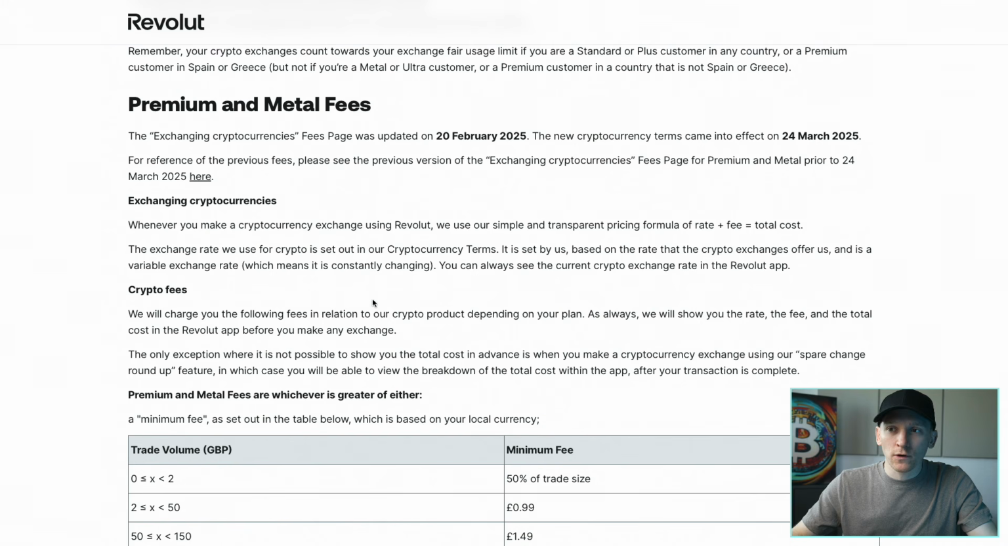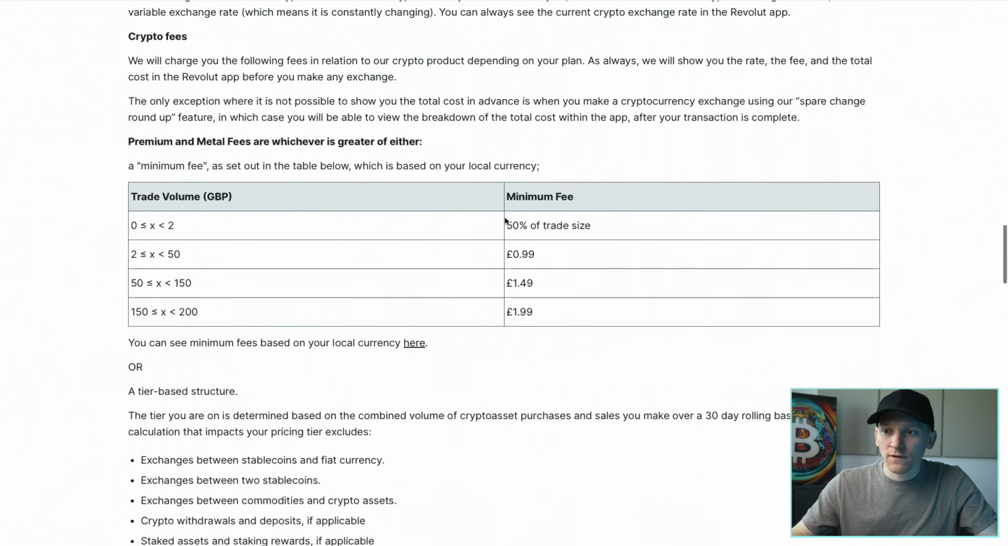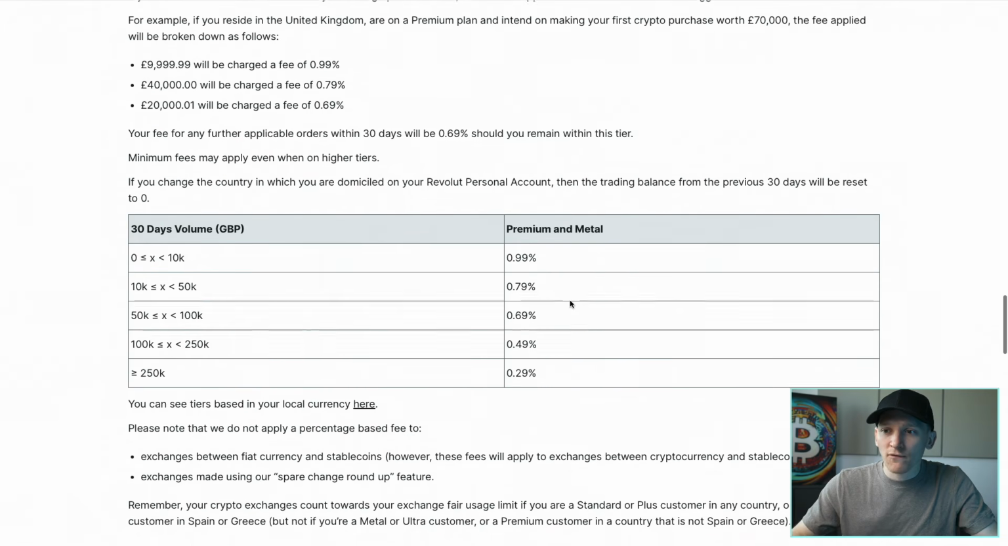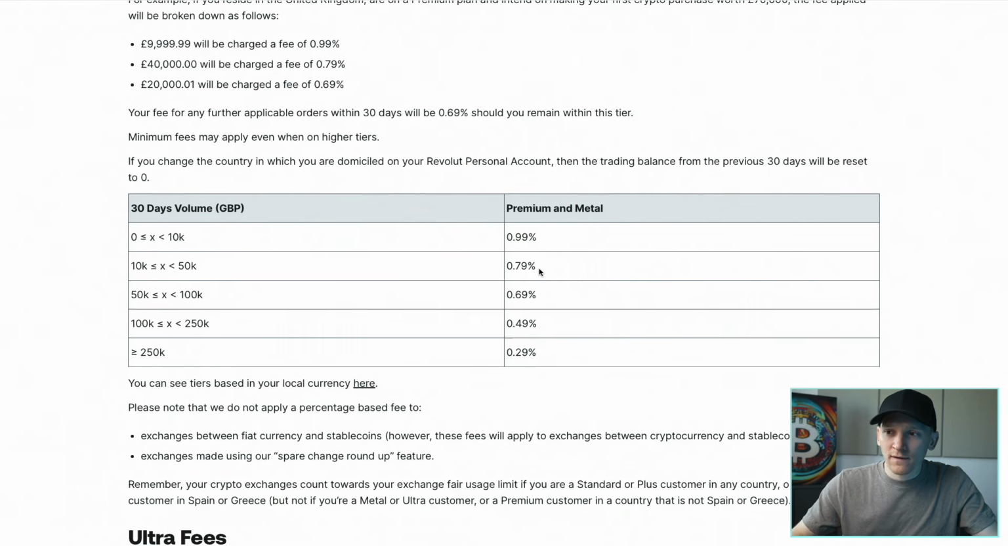So if you're trading on Revolut, even if you're a premium subscriber, which is where you pay some money each month for the services, you're still getting charged 1% in trading fees, £2 on a £200 trade, or the equivalent of your currency. Even if you do higher volume each month, you do get some discounts, but it's still 80 basis points, 70 basis points for a pretty decent volume.